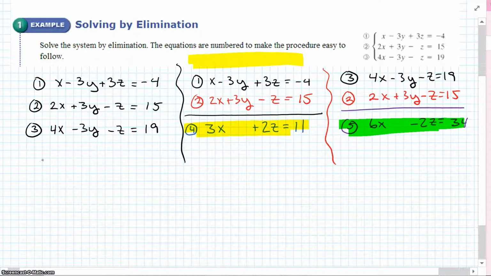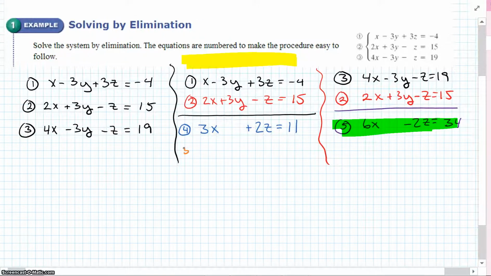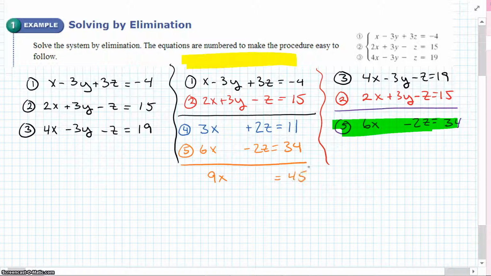Let's rewrite number 4 over, and we'll write number 5 right underneath it and see what we have to do. 6x minus 2z equals 34. Fortunately for us, the z's are already opposite, so we can just add these 2 together. I'm going to get 9x plus 0z equals 45. So 9x equals 45. Divide each side by 9. I'm going to get x equals 5.